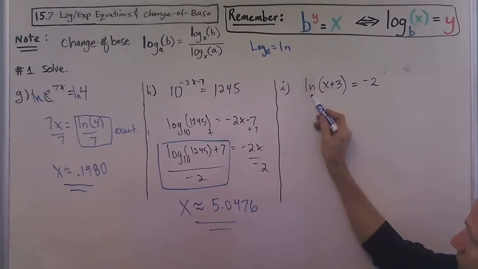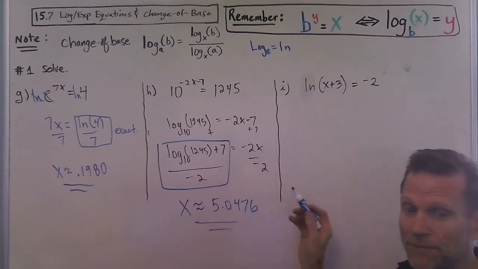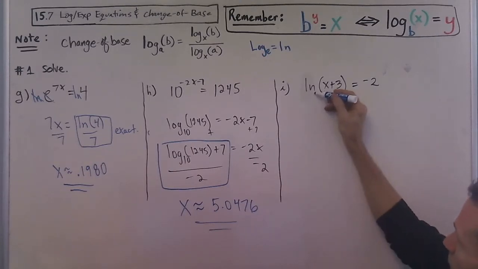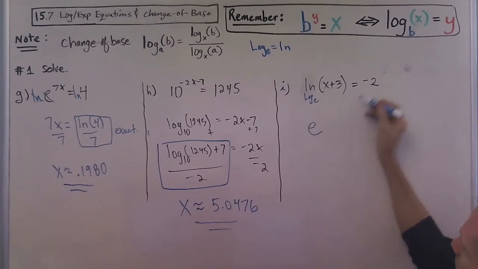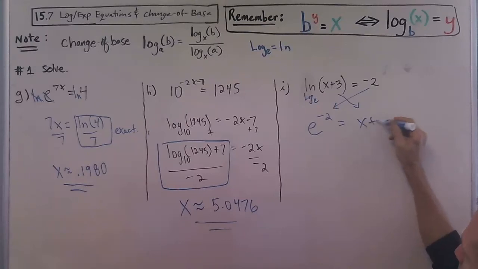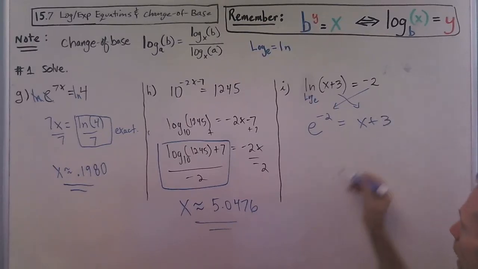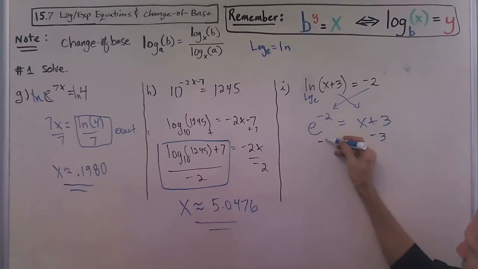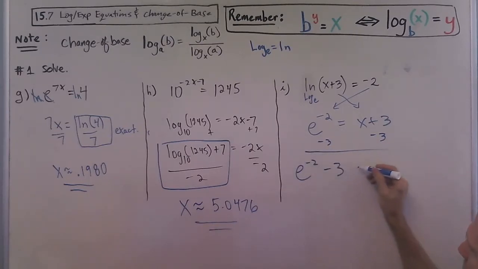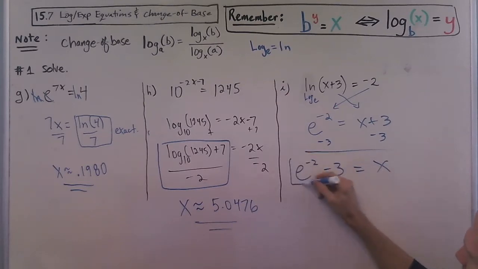Okay, all right. And then on this last one here, this is in logarithm form. So I say, well, if it's not making sense in logarithm form, why don't you change it to exponential form? So we know this is log base e. That's what we're thinking about here. So I'm going to drop the e off, put the negative 2 here, put the x plus 3 here, and then to solve this, I'll subtract 3. So I have e to the negative 2 minus 3 equals x. This is the exact answer.